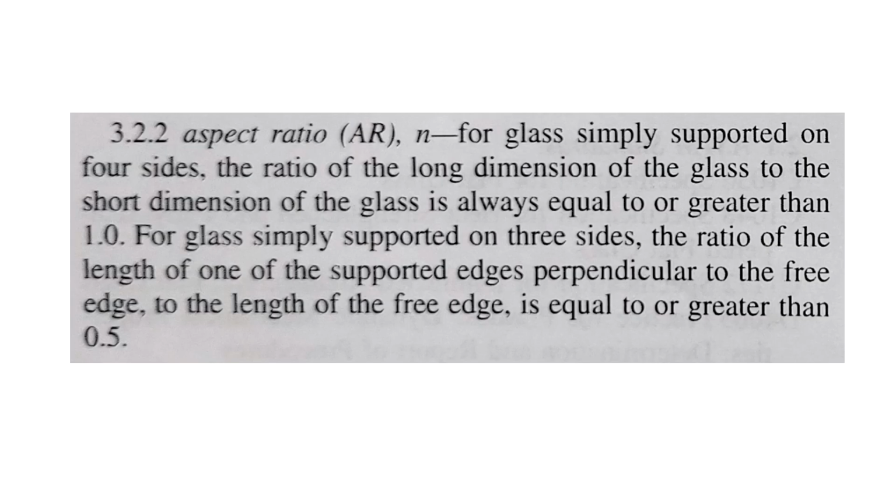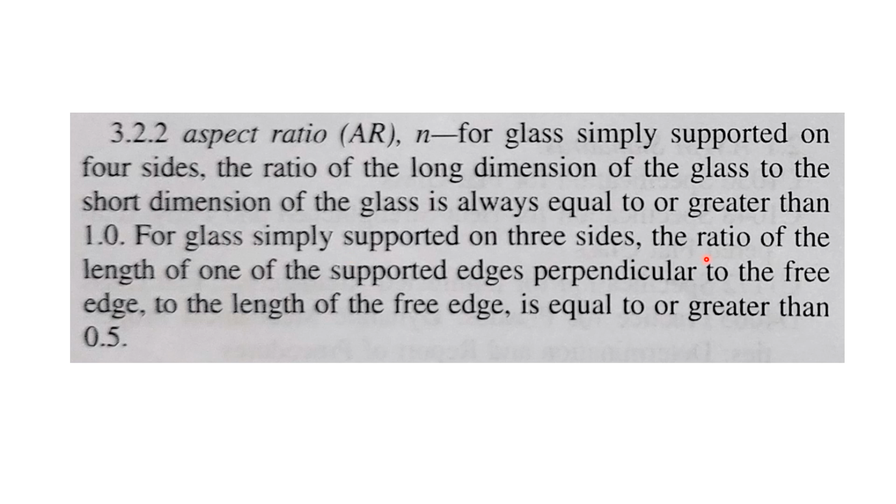All right. 3.2.2, we have something called an aspect ratio. For glass simply supported on four sides, the ratio of the long dimension of the glass to the short dimension of the glass is always equal to or greater than 1. If it's rectangular, the long dimension is going to be bigger than the short dimension, so it's always going to be more than 1. It could be equal to 1 if it was square, meaning the short dimension equals the long dimension. So it's the long dimension divided by the short dimension, and you get the aspect ratio.